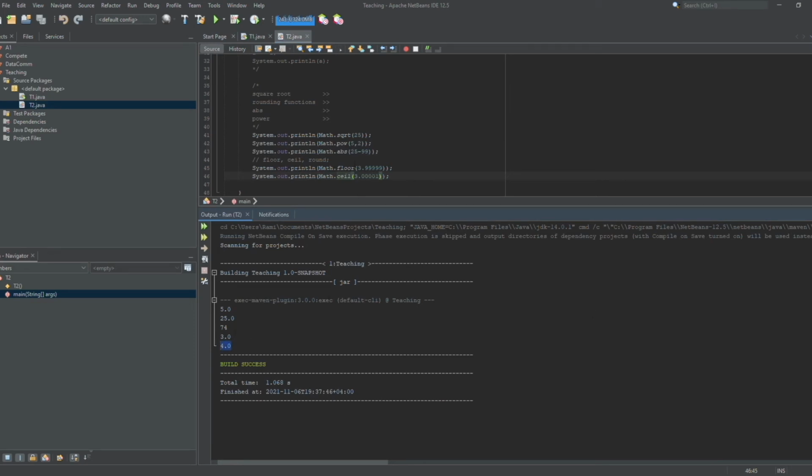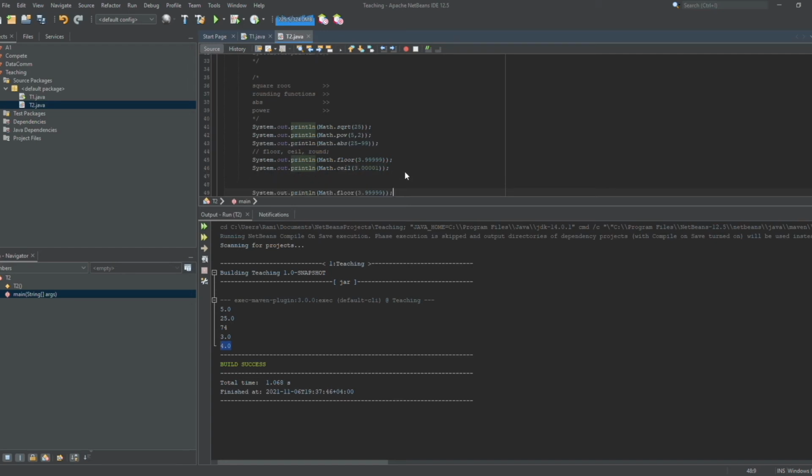So as I mentioned, floor rounds down, so no matter what's after the decimal point, it will push it down to the previous integer. For the ceil, no matter what is after the decimal point, it would push it up towards the next integer. Floor would push it down, ceil would push it up.